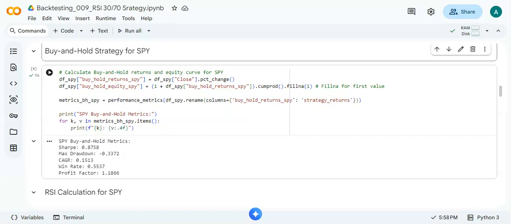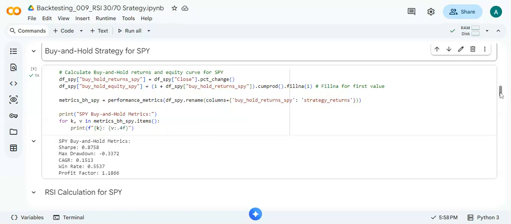The compounded annual growth rate over 10 years, if you just buy and hold, is 15%, or 0.15. The win rate in this case is 55%, or 0.55, and the profit factor is 1.18. This is for buy and hold. Don't need to memorize this because at the end of this video we will have a joint table where everything will be comparable, but for the intermediate result we consider these findings and metrics.